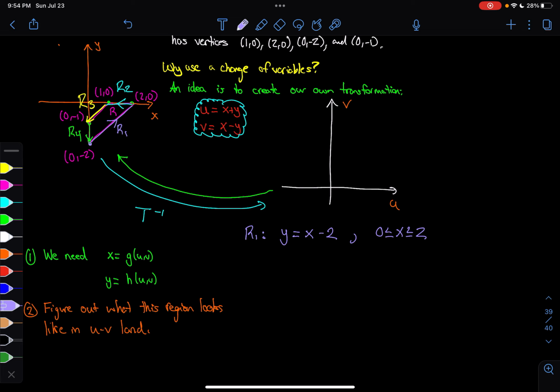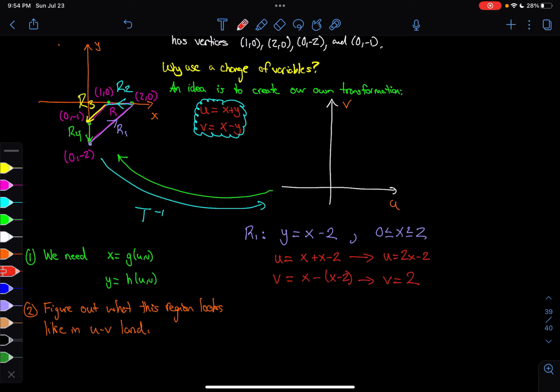And so we're going to use a very similar process where we take a look at our transformation and ask ourselves, if that's the case, what does u equal and what does v equal? Well, in the case of u, we have x plus y, but y is equal to x minus 2 on this line. So this is x plus x minus 2. And v becomes x minus y, which is x minus (x minus 2), so 2. So u is equal to 2x minus 2. And v is equal to just 2.